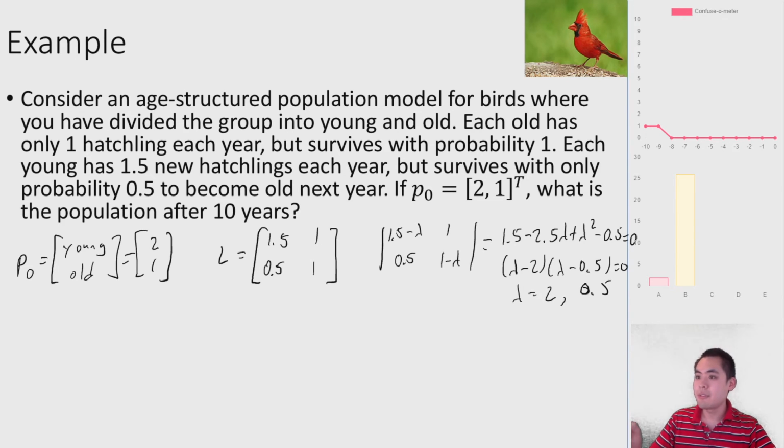So we have 2 eigenvalues, and so now we want to solve for the eigenvectors. So note that because we have 2 eigenvalues, and because this is a 2 by 2 matrix, this means we do have an eigenbasis. We just need to solve for this eigenbasis.